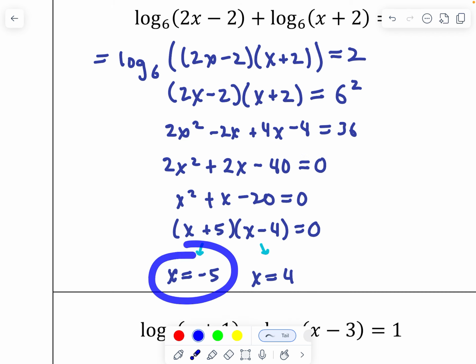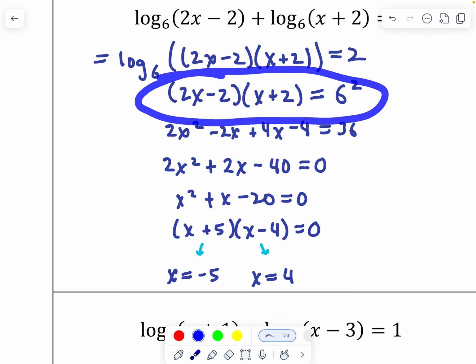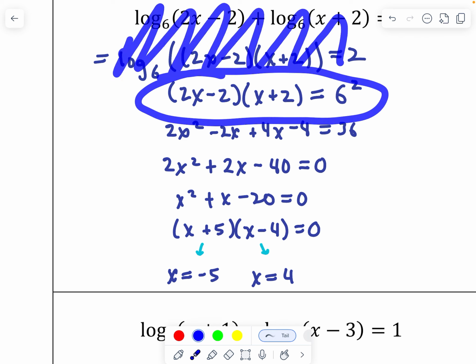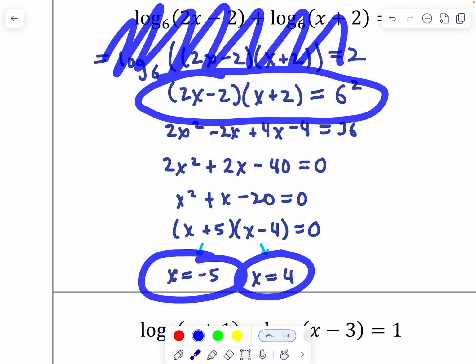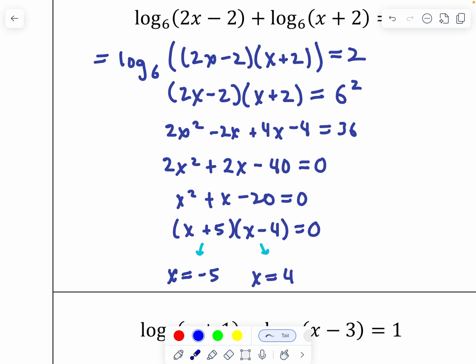Now we have two solutions here. And if this right here was the original problem, like if we didn't start with the logarithm stuff, these would be the answers. However, we have to remember that we're in the context of logarithms, and logarithms have restrictions, kind of like a square root, where you can't have negatives. Well, you can't have anything non-positive in a logarithm.